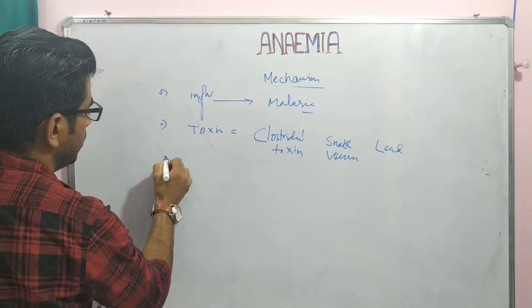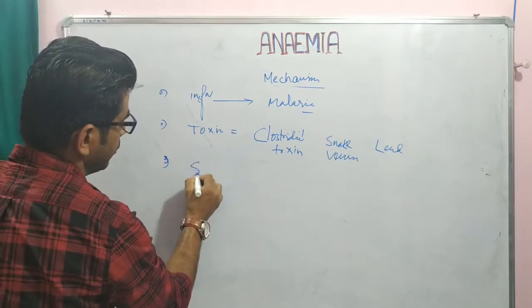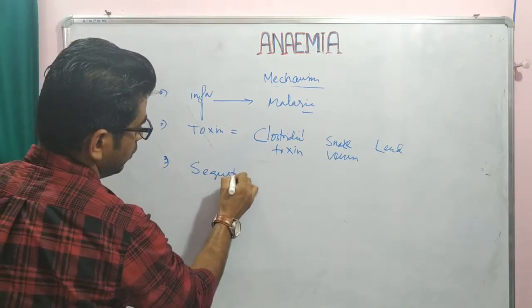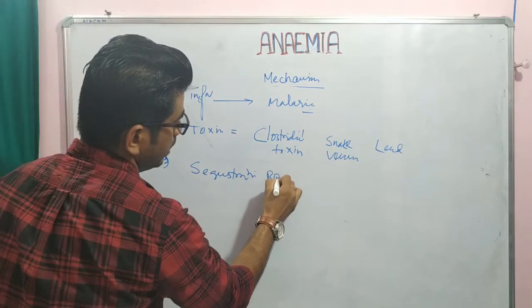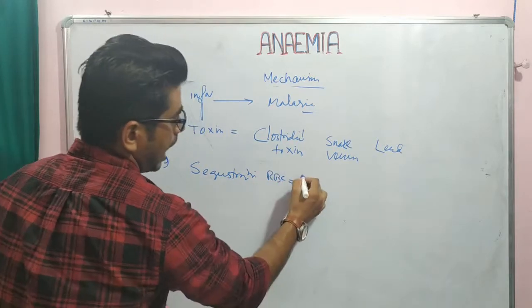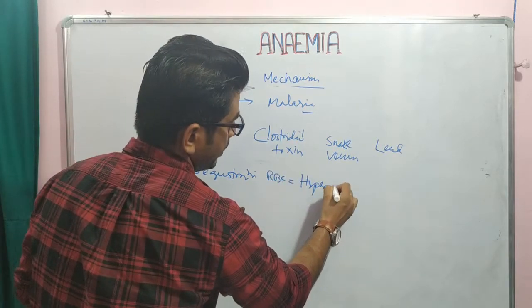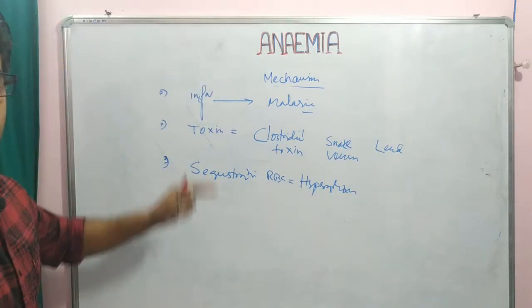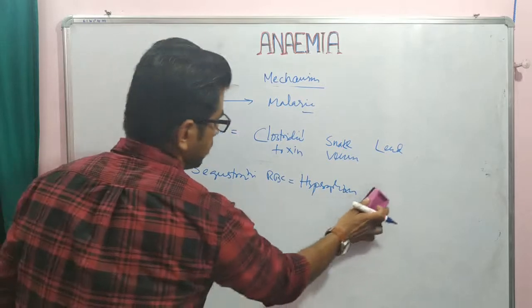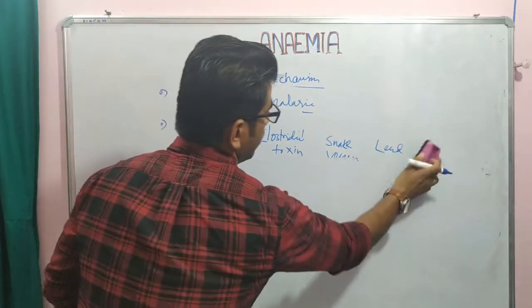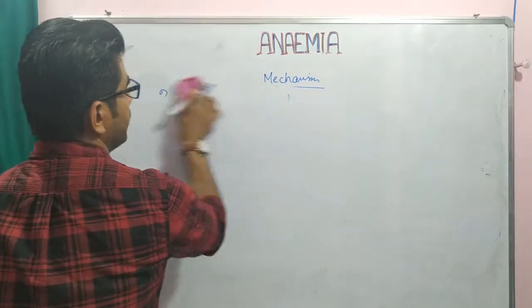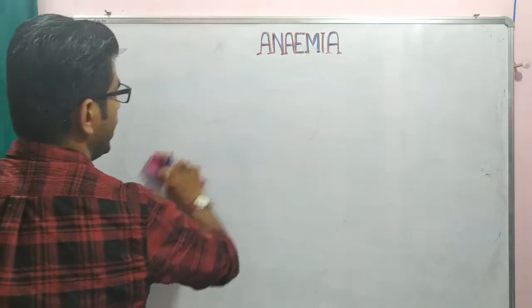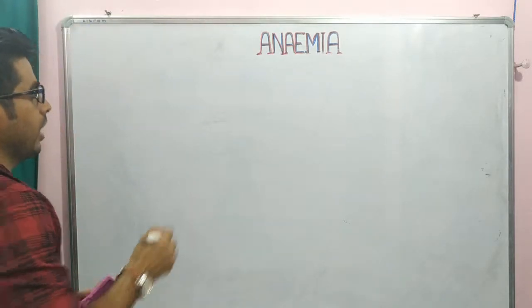Number 4 is the sequestration of RBC, where there is hypersplenism. There will be destruction of the RBC leading to anemia. So this is based on the excessive destruction of the RBC leading to hemolysis, leading to anemia. So let me discuss the third point.